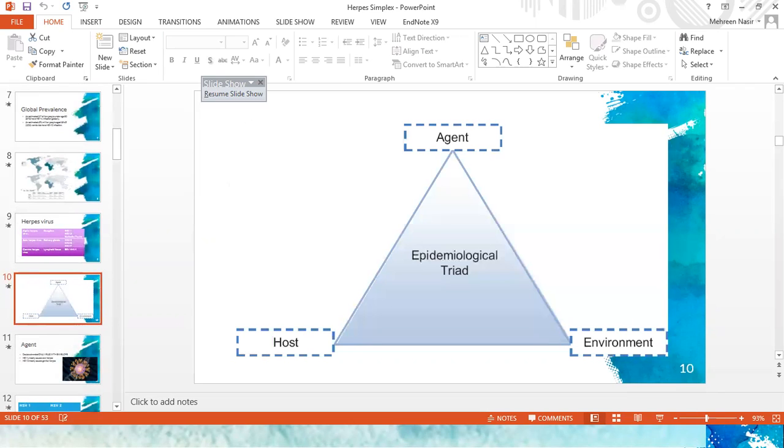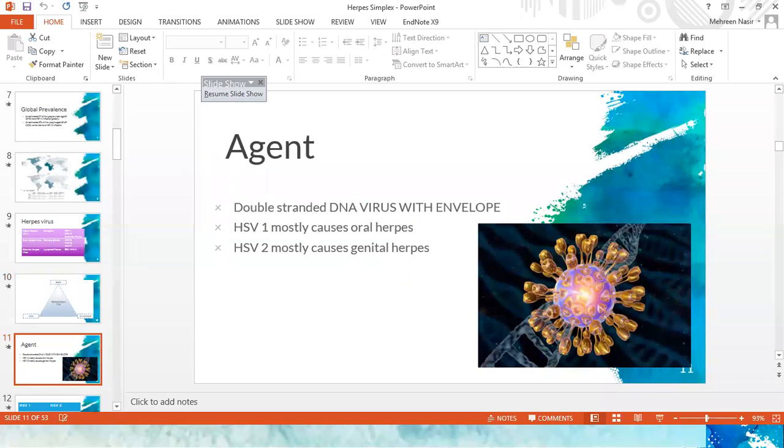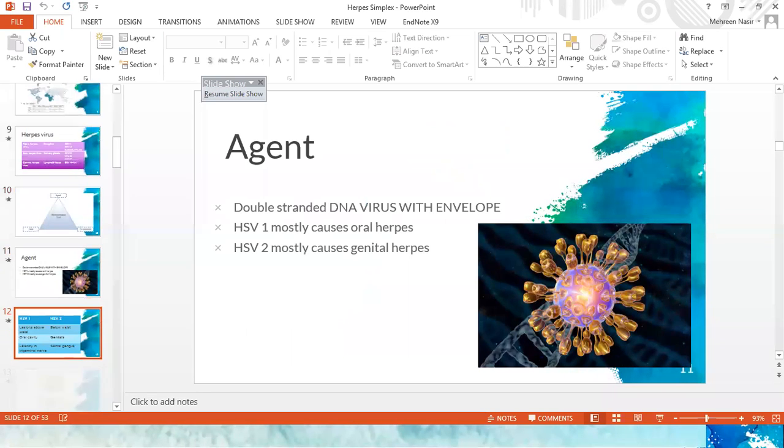Coming to the epidemiological triad, which includes agent, host, and the environment. Agent. We have already discussed that it is a type of herpes virus, and in its latent stage, it rests in the ganglion. And it is a double-stranded DNA virus with an envelope. And human herpes virus 1 causes oral herpes mostly, and human herpes virus 2 causes genital herpes mostly.